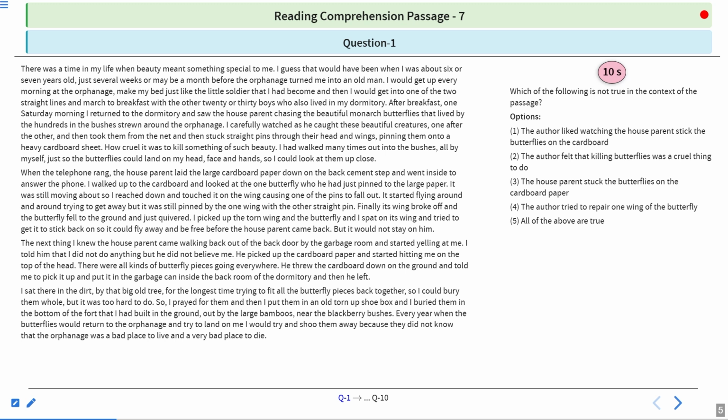Question number 1. Which of the following is not true in the context of the passage? Options are: the author liked watching the house parents stick the butterflies on the cardboard. The author felt that killing butterflies was a cruel thing to do. The house parents stuck the butterflies on the cardboard paper. The author tried to repair one wing of the butterfly. The fifth one is all of the above are true. You have 10 seconds to choose accordingly.